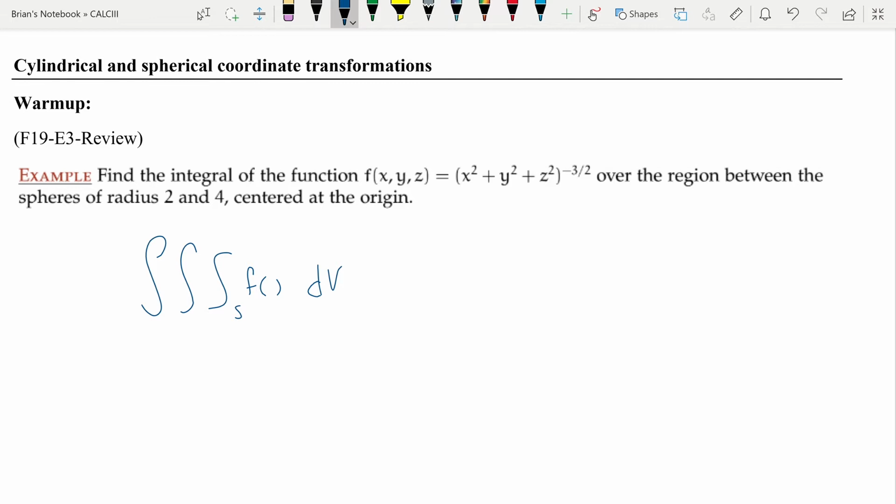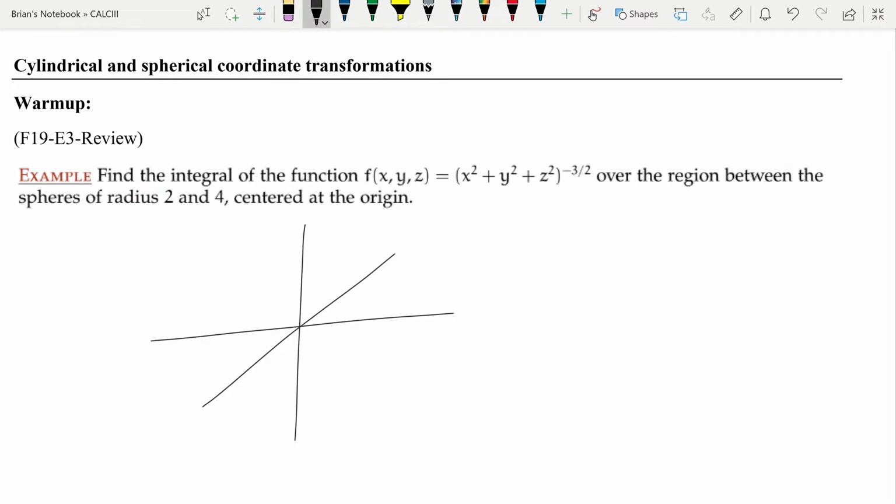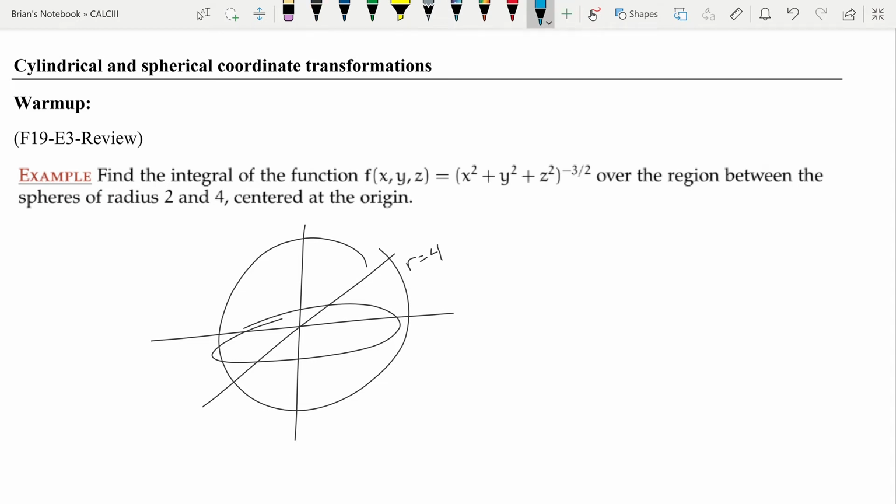Let's take a look at how you guys did. Let's go ahead and draw the region, because that's probably a good place to start. Okay, so it's a sphere of radius 2 and 4, and we're looking for the integral of the region between those two spheres. So we'll have one sphere, say that's radius 4. We'll have another sphere on the inside, radius 2, and we're looking for everything in between those two spheres. So if we write our integral, we'll have our 3 integrals, and we'll have dV and the function.